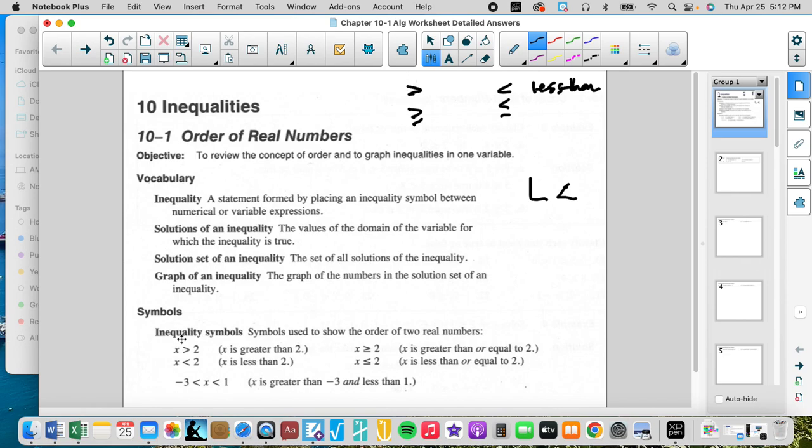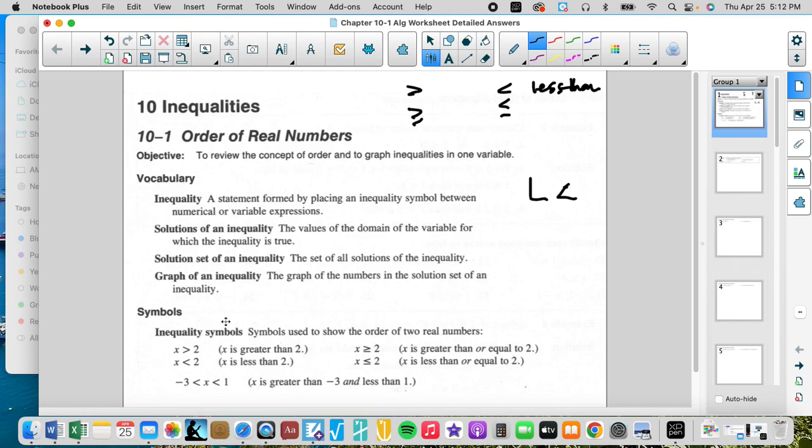So you see the variable, you see the inequality, you see the boundary. So x is greater than 2, x is less than 2. We see that L that reminds us for less. X is greater than or equal to 2. So here we can include the value of 2. X is less than or equal to 2. We would again include the value 2. When x is greater than 2, 2 is not a solution.